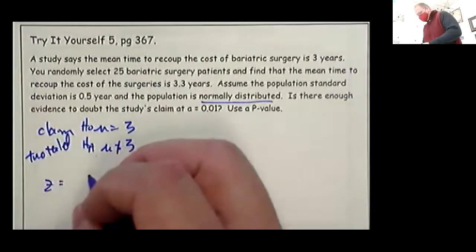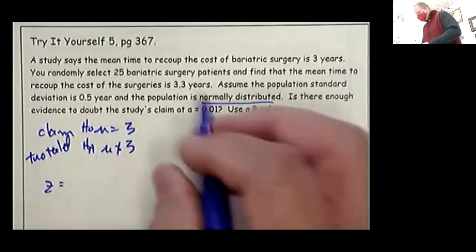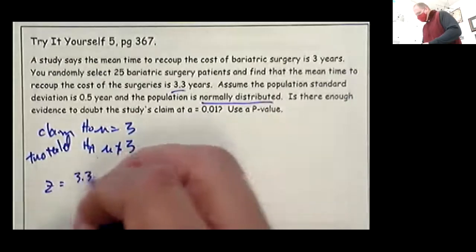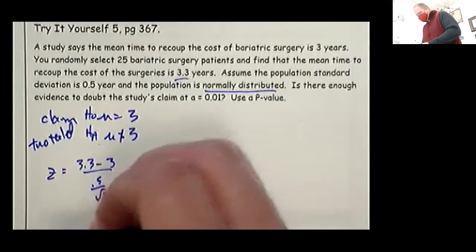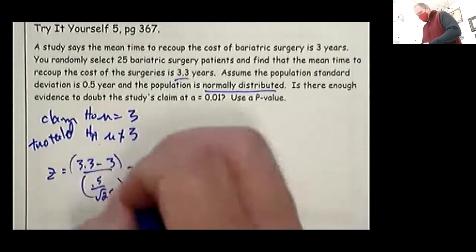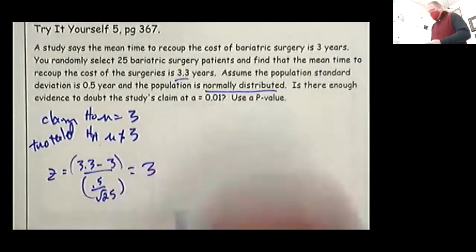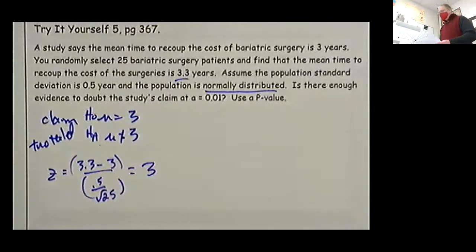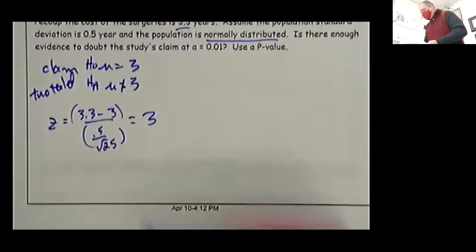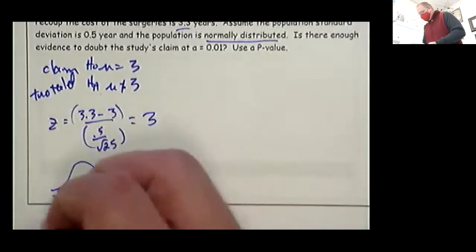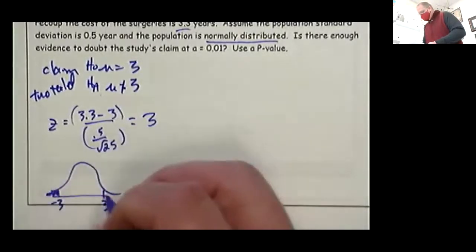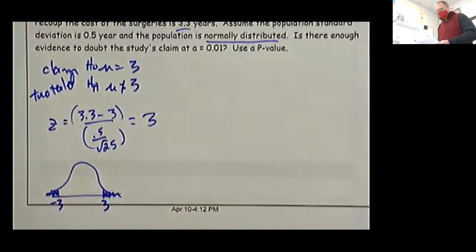Our z-score is then our average, which was 3.3, minus the mean of 3, divided by 0.5 over the square root of 25. And again, put parentheses around that. And you should get a z-score that is 3. But because this is a two-tailed test, we actually have two z-scores. We have a positive 3 and a negative 3. We want the area to the left and the area to the right.